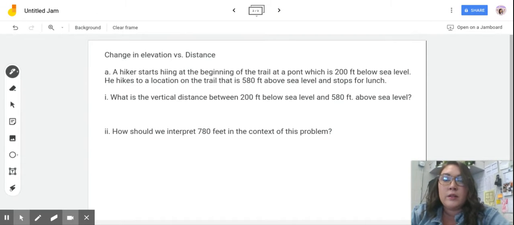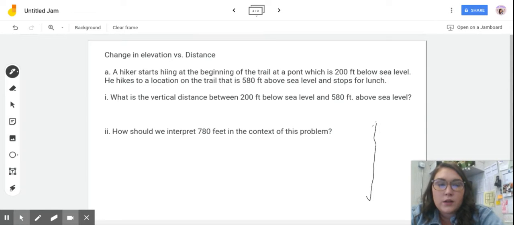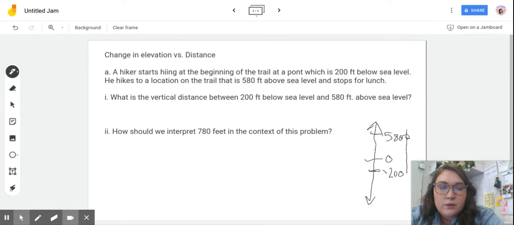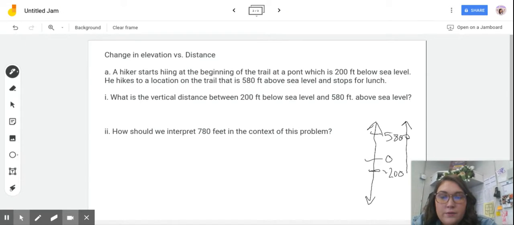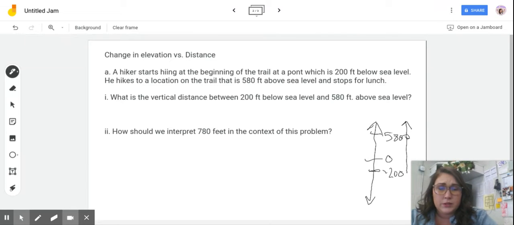Okay, so here we have a hiker who starts hiking at the beginning of a trail at a point which is 200 feet below sea level. So I'm going to have a vertical number line that zeros here, and he starts down below sea level, negative 200. And he hikes to a location on the trail that is 580 feet above sea level. So 580 feet. So he goes from negative 200 all the way up to 580. That's before lunch.